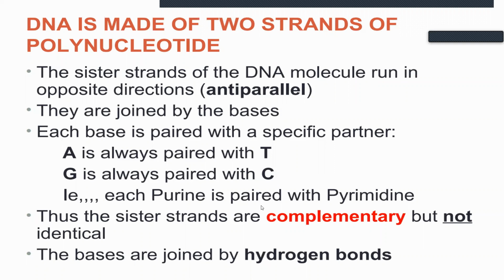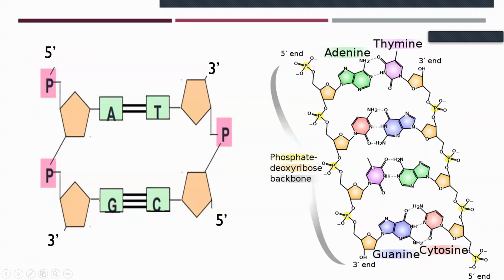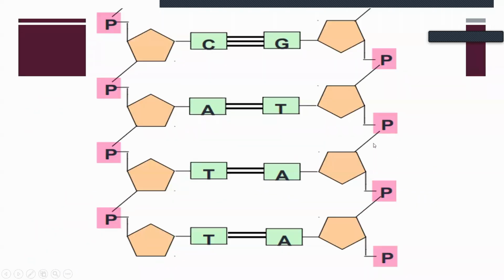Okay, we are almost going to finish the lecture now. So just remember, each purine is paired with a pyrimidine. Now here, once again, the same image we have zoomed in, and when you get the PDF, you can understand it.